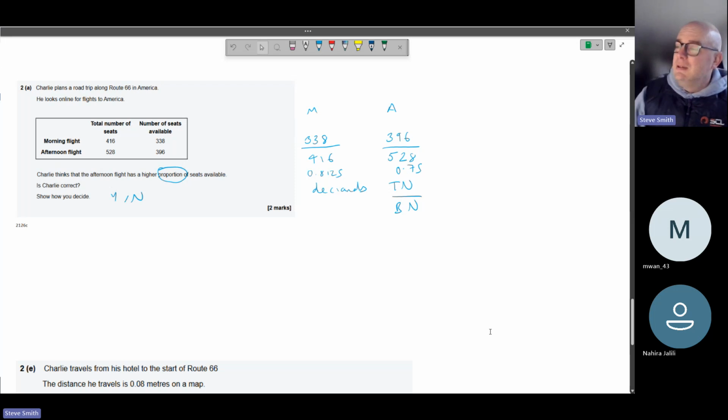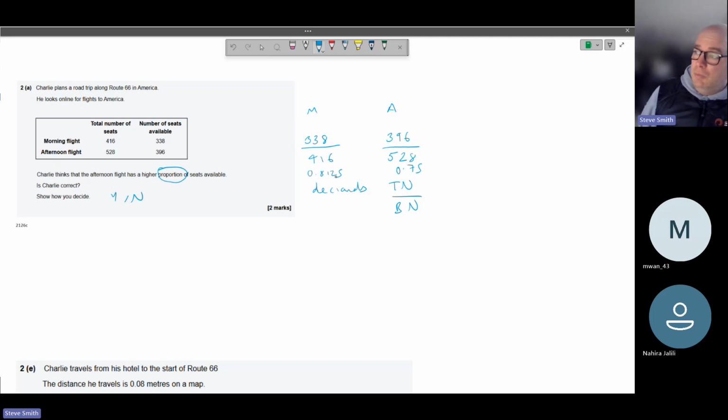So we now can see that the morning flight has a higher proportion of seats available. There's 338 available out of 416, and we now know that that is 0.8125. He thinks that the highest proportion is the afternoon. He's incorrect. He's not correct. So not correct.